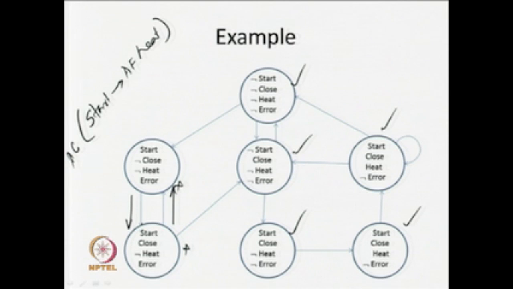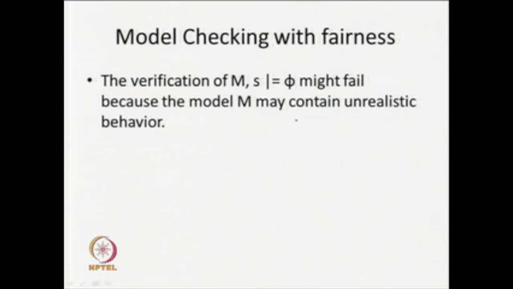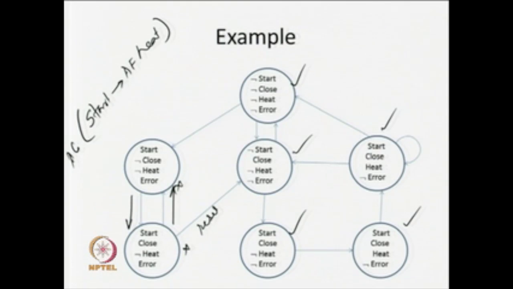We know that eventually the user will realize his mistake and he will reset his button, and eventually it will come to this particular state. When it comes to this particular state, you see that eventually it will go and heat up the coil. So, I am talking about the fact that the model may contain some unrealistic behavior. Okay. So, this is unrealistic behavior, but we cannot avoid it while modeling our system. So now we will see whether we can go with this particular unrealistic behavior or not.